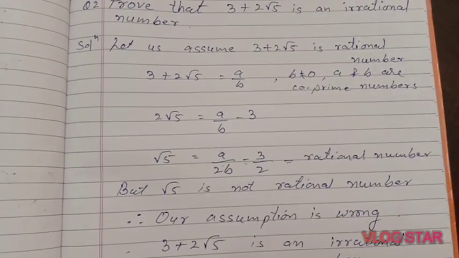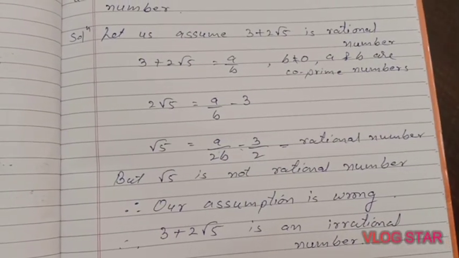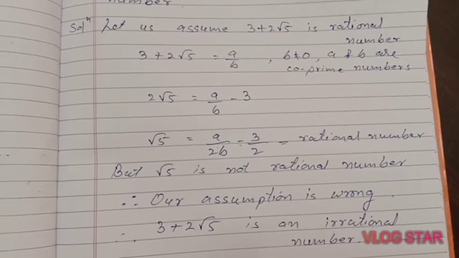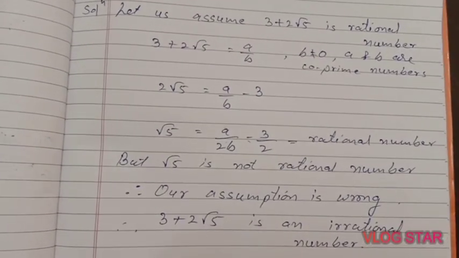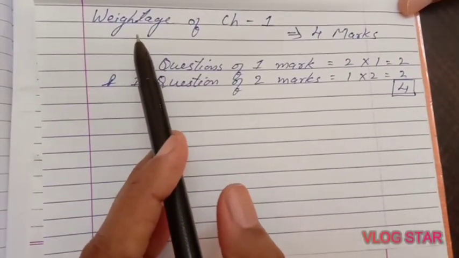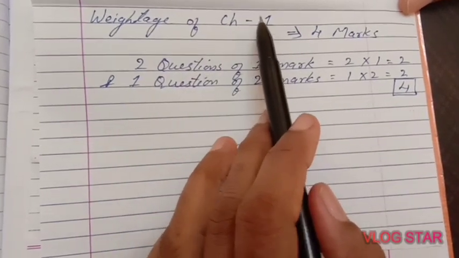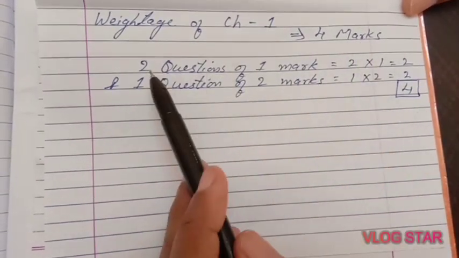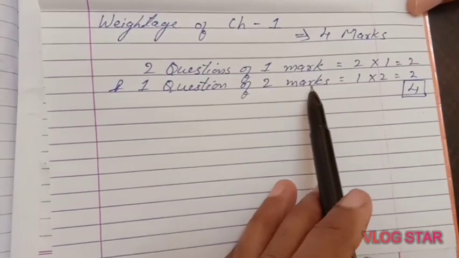Now question 3rd. In that question, 2 sub-questions are there and they are same just like this question. So try by yourself, and if you face any problem, then ask me. Okay, now let us discuss about this chapter for board exam. Now the weightage of this chapter, the first chapter, is of 4 marks. 2 questions are of 1 mark and 1 question is of 2 marks.